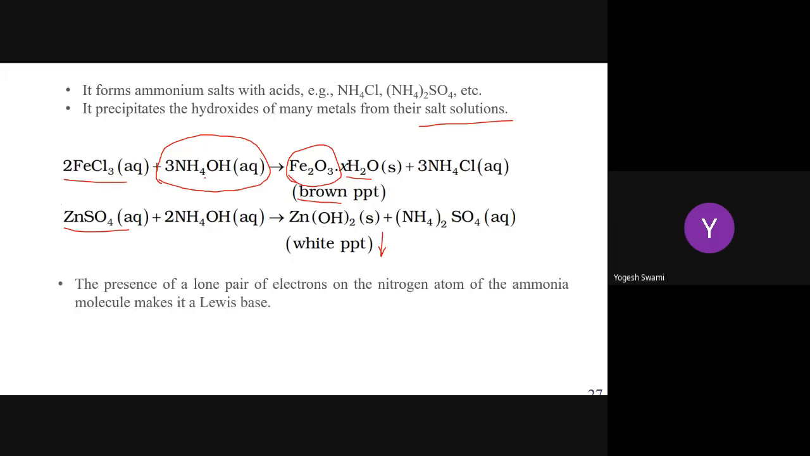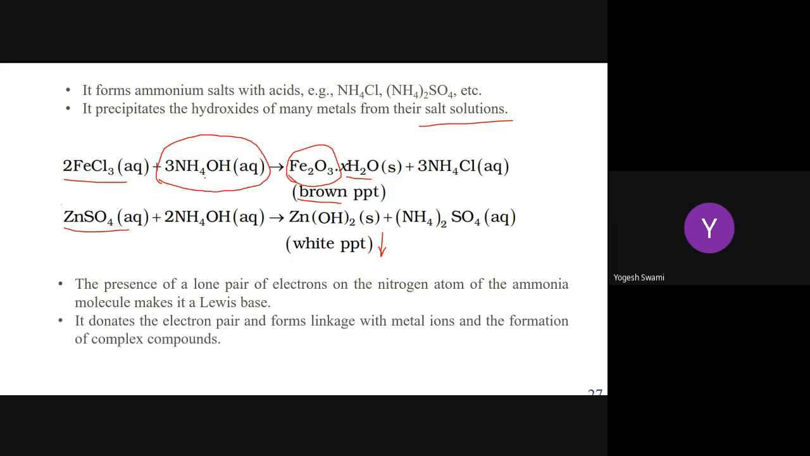The lone pair of electrons on the nitrogen atom of the ammonia molecule makes it a Lewis base, and a Lewis base easily donates its lone pair. Whenever a Lewis base donates its lone pair to a metal, a new type of bond is formed there. That bond is known as a coordinate bond, and the donor molecule is known as the ligand. The ligand and that metal form a new type of compound that is known as the complex compound.